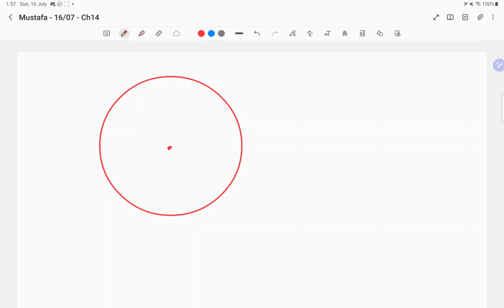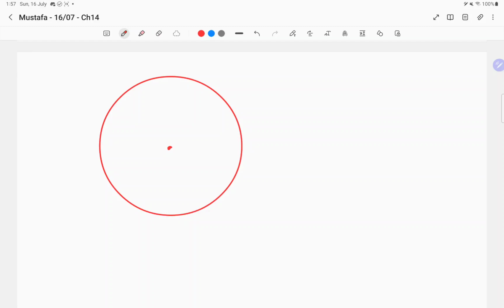Does it satisfy the last condition, not passing through the center? Does that line segment pass through the center? No, it doesn't. So do you think that's a chord? Yes, that's a chord. It's a line segment there. That's a chord. Now read the next one.